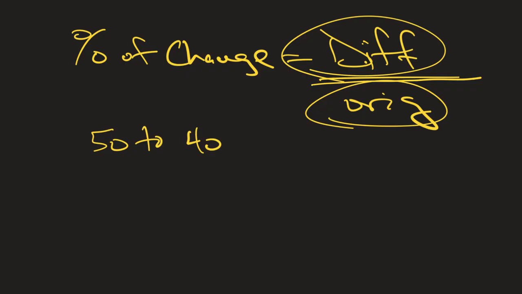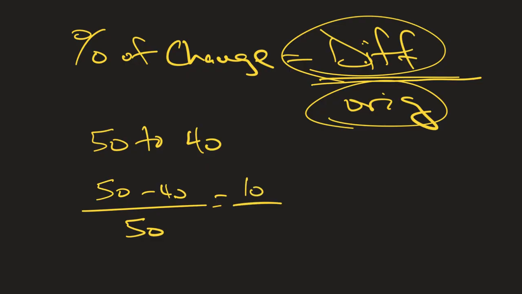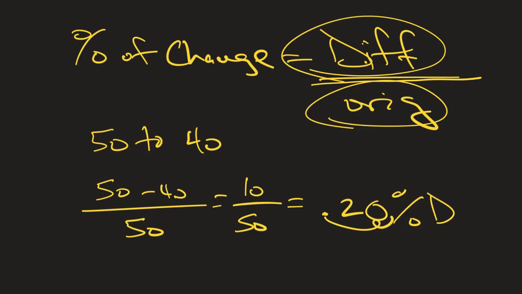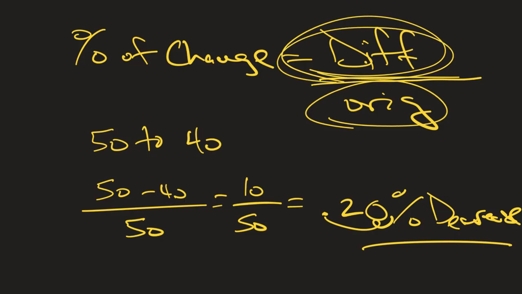So if we're going from 50 to 40, we're going to go 50 minus 40 divided by 50. 50 is the original number. We're starting at 50, reducing down to 40. 50 minus 40 is 10 over 50, and 10 divided by 50 should give you 0.2. Move the decimal twice. That would be a 20% decrease. But that's how you figure percentage of change. Find the difference in the two numbers first, then divide by the original amount.